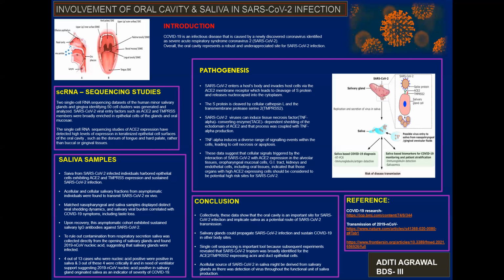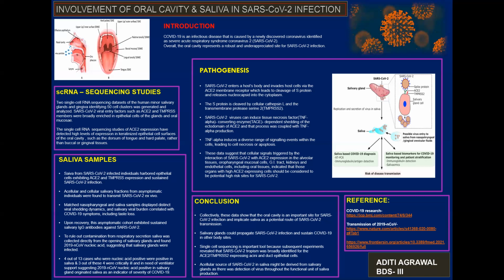In the human body, the ACE2 receptor, or the angiotensin converting enzyme receptor, is known to be important in regulating the blood pressure homeostasis, and it regulates the renin angiotensin aldosterone system, where it converts angiotensin 1 to angiotensin 2. The single-cell RNA sequencing studies of ACE2 expression have detected high levels of expression in keratinized epithelial cell surfaces of the oral cavity, such as the dorsum of the tongue and hard palate, rather than the buccal or gingival tissues.